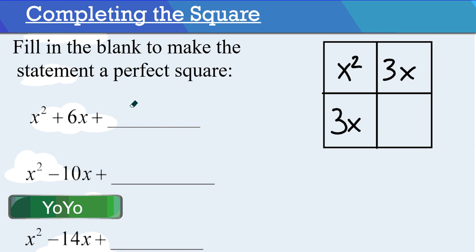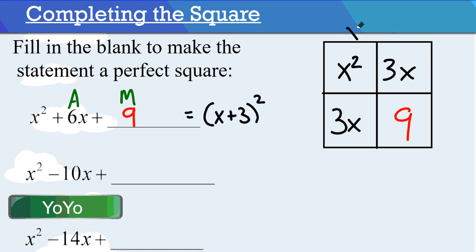3 times 3 makes 9. So I need to add 9. If I were able to add 9, it would make a perfect square. I can factor it now. What two numbers multiply to be 9 and add up to be 6? Well, 3 and 3, so this would be x plus 3 squared. Watch. Your multiplication table would look like this. x plus 3 and x plus 3. x times x, x squared. x times 3, 3x. x times 3, 3x. 3 times 3, 9. Next one.